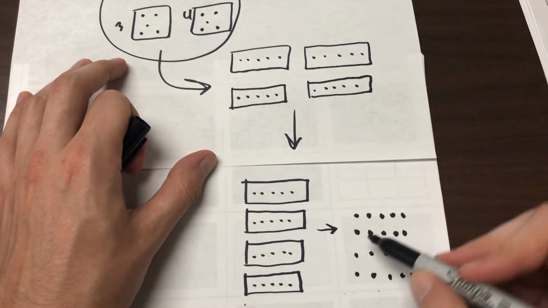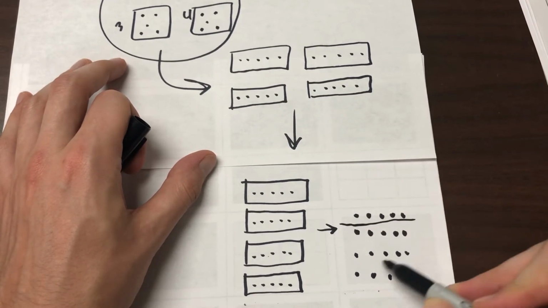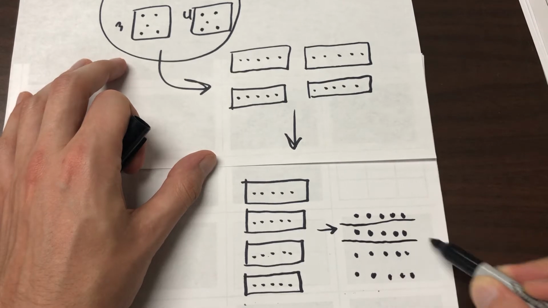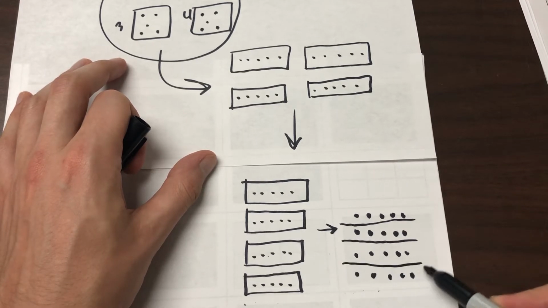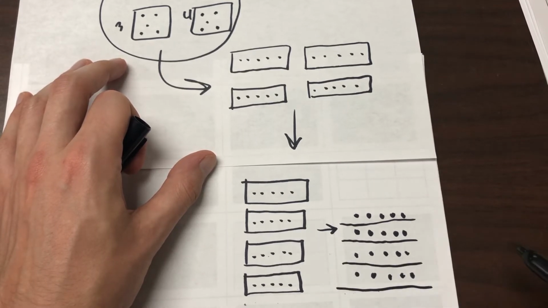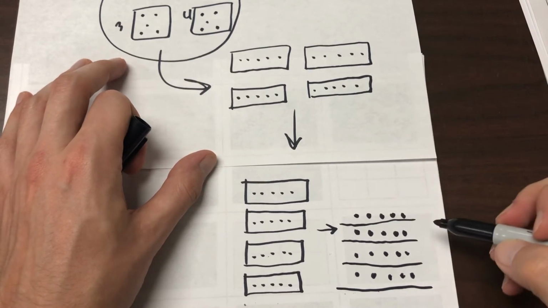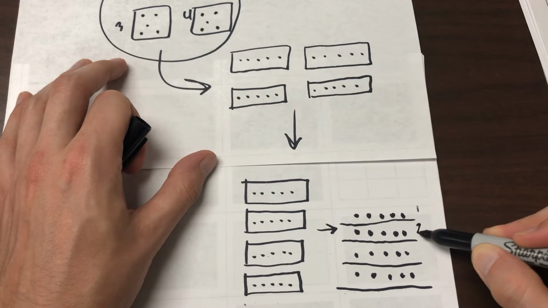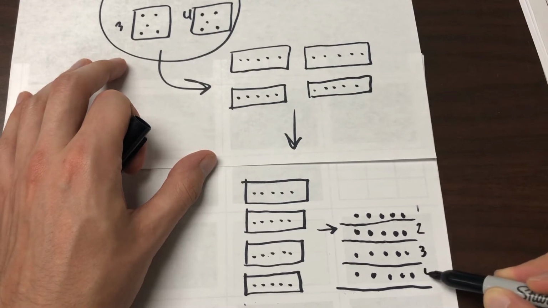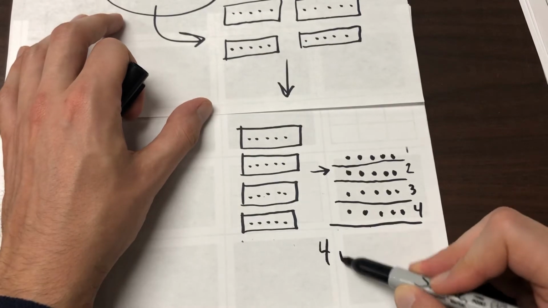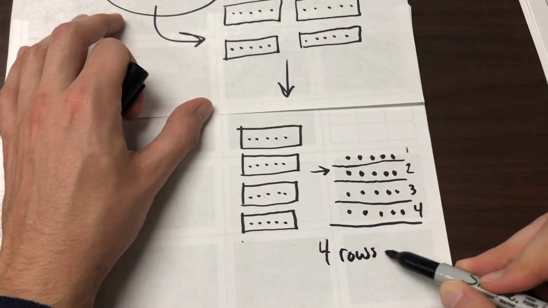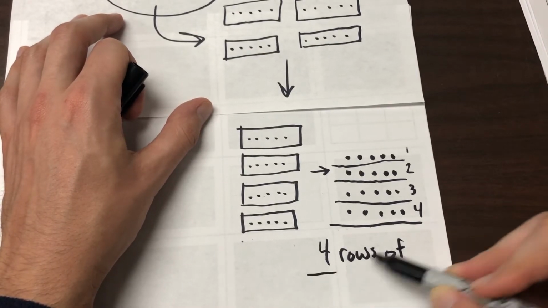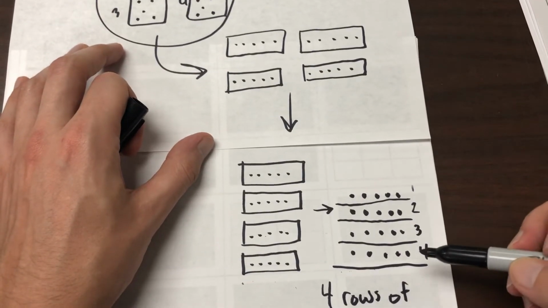These going across are rows. So there's 1 row of 5, 2 rows of 5, 3 rows of 5, and 4 rows of 5. Okay? And we've got how many rows? 1, 2, 3, 4 rows. So we've got 4 rows of, well, how many is in each row?